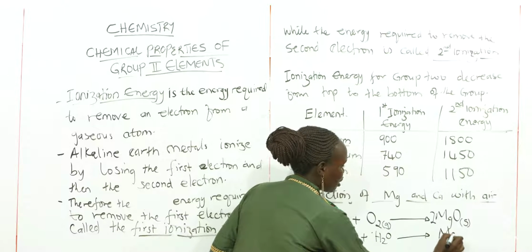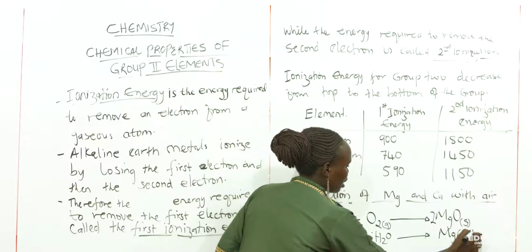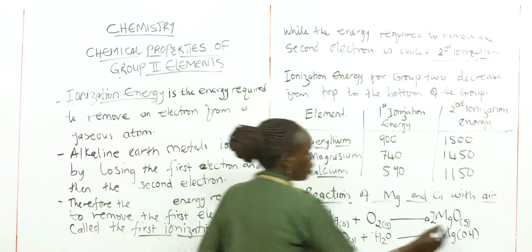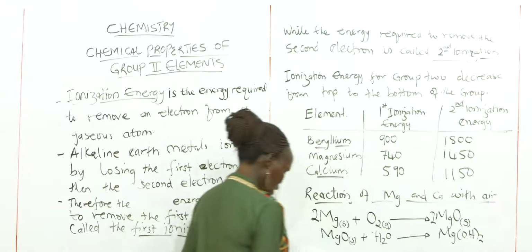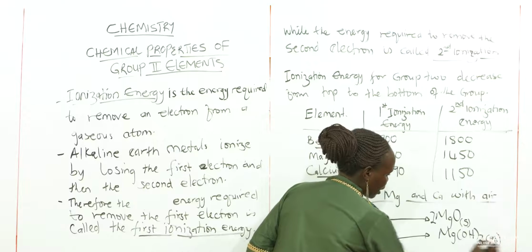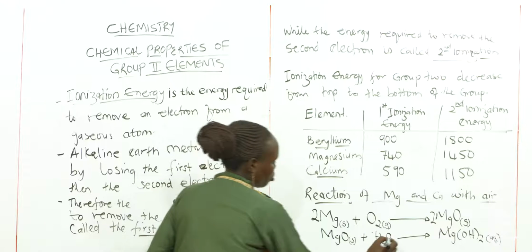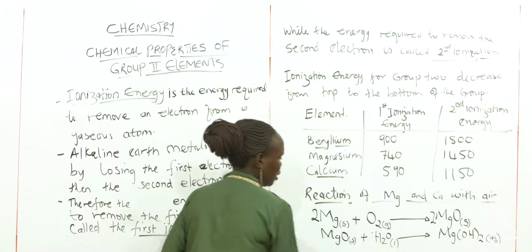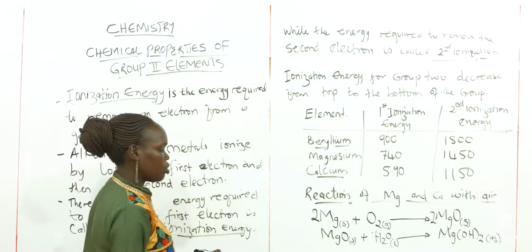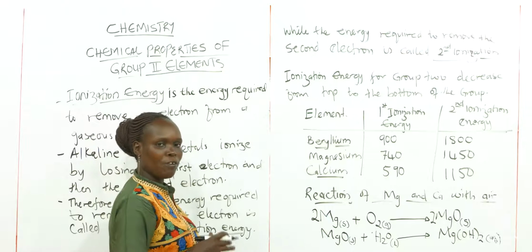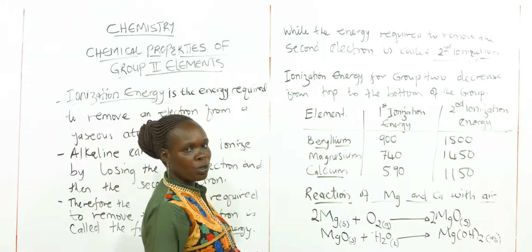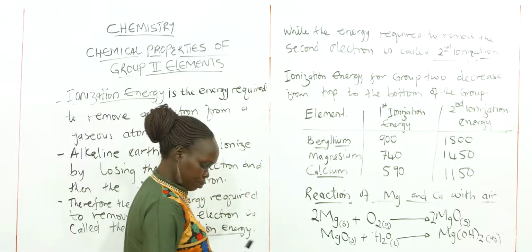So we shall have magnesium hydroxide as the product. Here this magnesium hydroxide is an aqueous solution, and we have to put it inside the bracket to show that this is an aqueous solution. Water is a liquid, and this magnesium oxide is a solid. So magnesium oxide, when it is dissolved in water, will form magnesium hydroxide solution, which is in aqueous form.